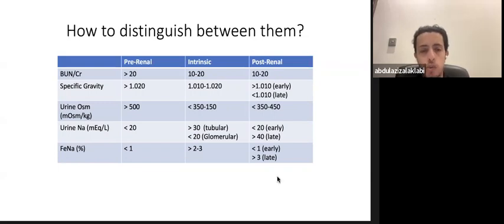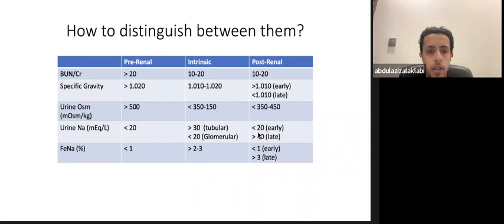Now, for post-renal failure, as I said, the values here are variable. So early and late, you have to distinguish between them. As I said, early on, the nephrons are still functional. Therefore, it mimics pre-renal failure. So as we can see from here, in post-renal failure, early on, you're going to have a high specific gravity, like in pre-renal. In late post-renal, you're going to have low specific gravity, such as in intrinsic. The urine osmolality is more commonly, such as in intrinsic, low because there's going to be decreased reabsorption of water.